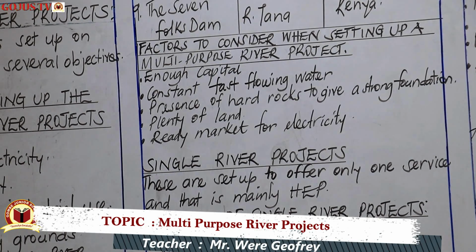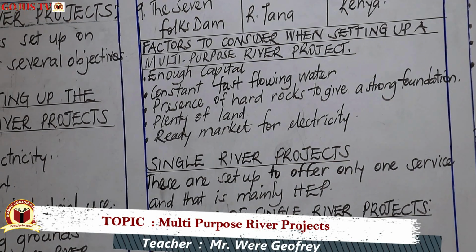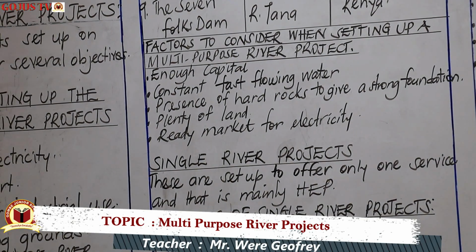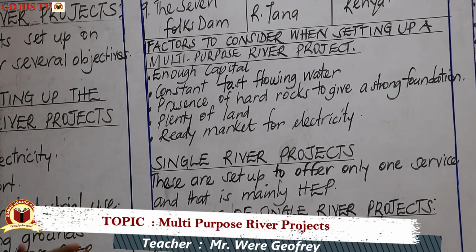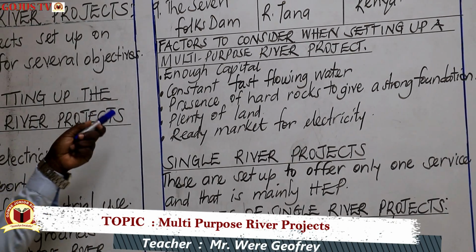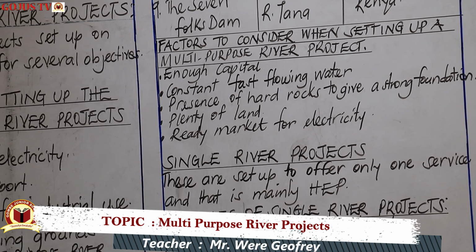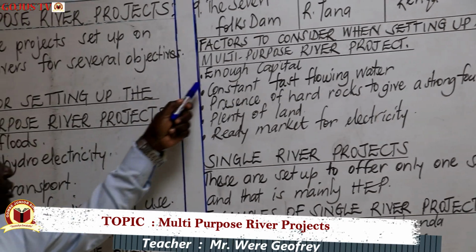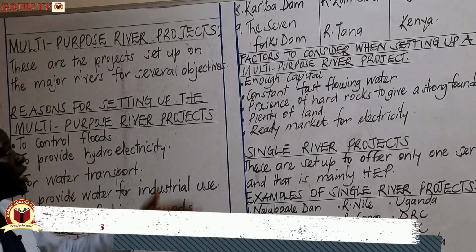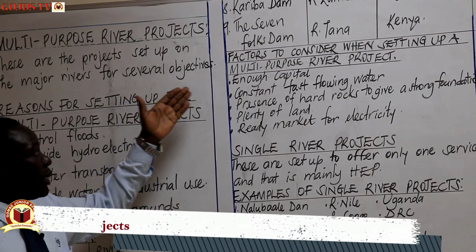Now, factors to consider when setting up a multipurpose river project. There are so many factors considered. Why do we set up river projects in those particular areas? These are some of the factors. One, you must have enough capital. You must have enough money because these are expensive projects.